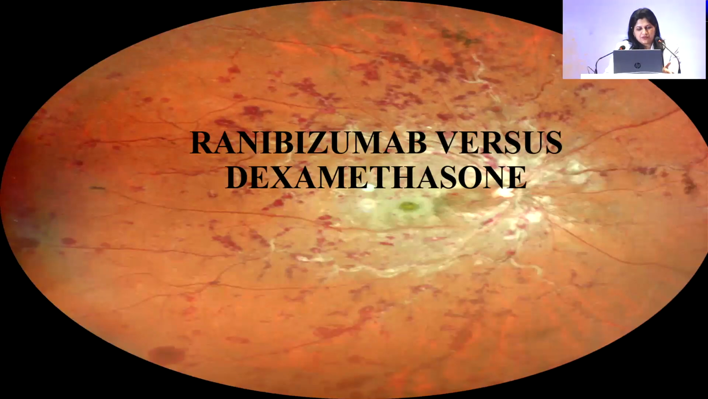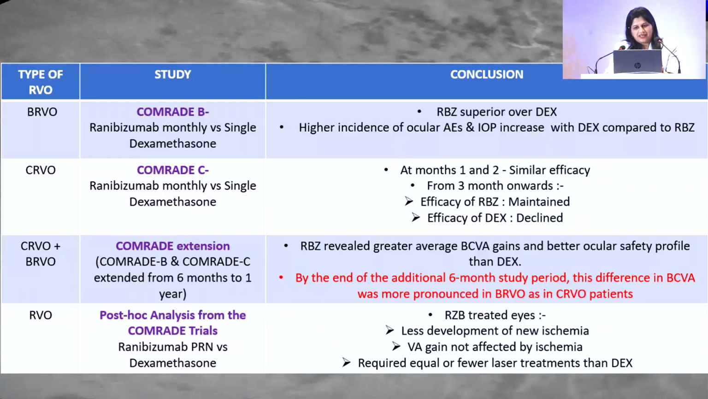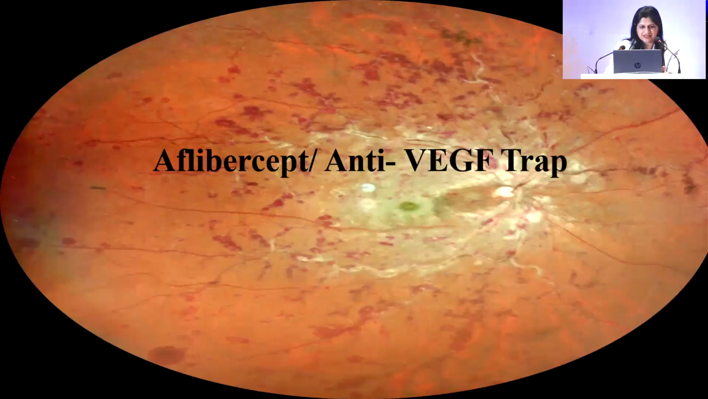When we compared ranibizumab with the dexamethasone implant, yes, we all know that anti-VEGFs don't have the side effects related to the steroid implants. The visual acuity gain was found to be superior, and there were fewer incidences of intraocular pressure rise or AEs related to ranibizumab. And the Comrade study, which was the extension, said that the difference was seen more initially, and after 6 months, there was no difference in either the BRVO cases or the CRVO cases.